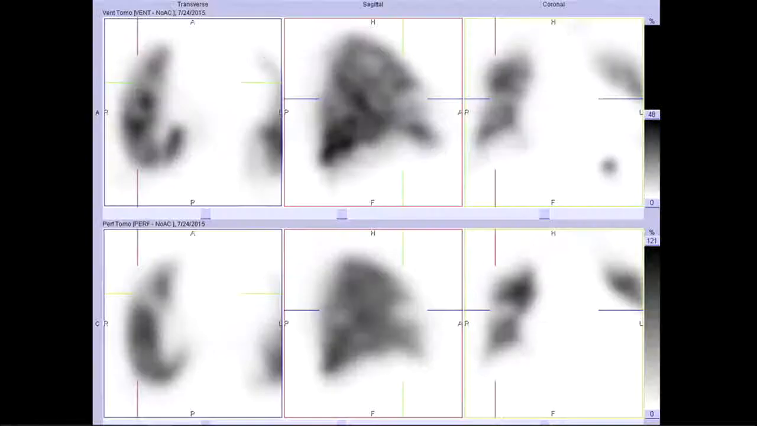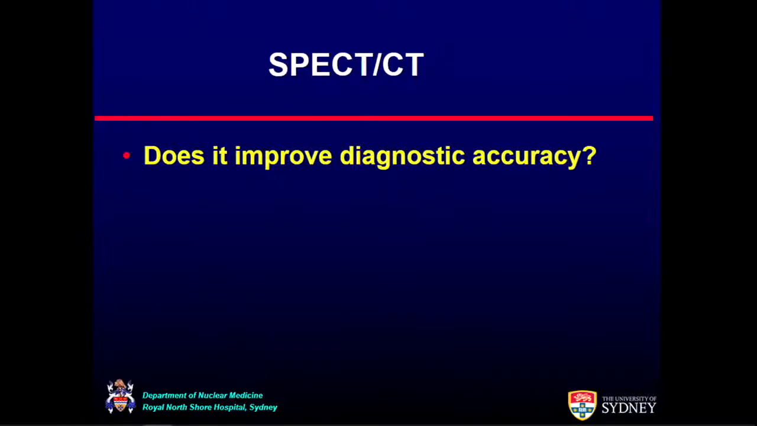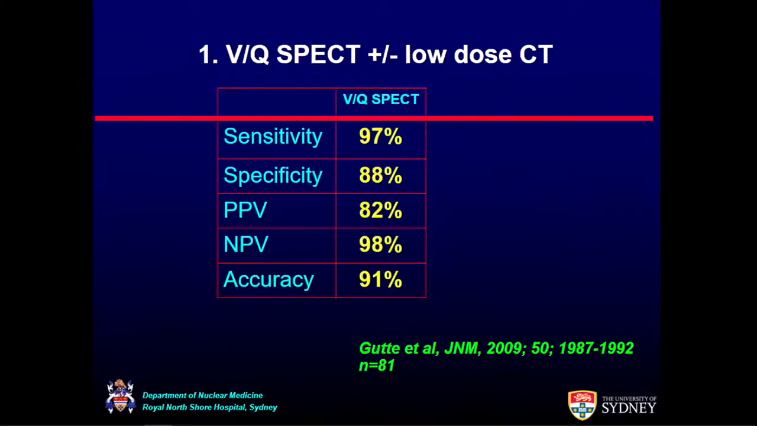Another case, so there's some mismatch in the right middle lobe. Ventilation's down a bit, perfusion's down more. Is this PE? So again, with the low-dose CT, you can see an area of gas trapping. That's why the perfusion is down. So these are lovely images. Does it make a difference?